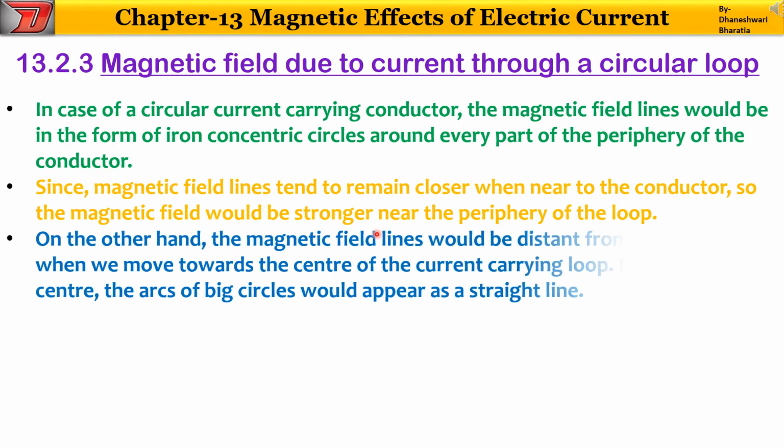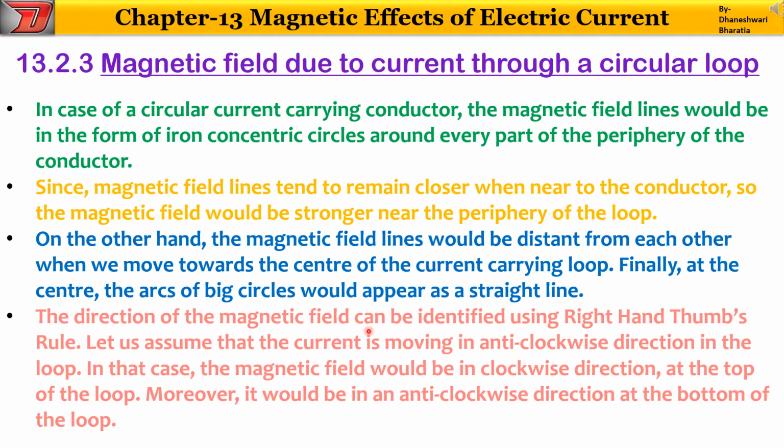Isn't it? On the other hand, the magnetic field lines would be distant from each other when we move towards the center of the current carrying loop. Finally, at the center, the arcs of big circles would appear as a straight line. Is this clear? वो straight line क्यों हो गई? Because there is no effect of current. Effect of current ही नहीं है, करंट ही नहीं जा रहा है, तो magnetic field कहाँ से produce होगी? अगर magnetic field produce ही नहीं है तो वो concentric circle में क्यों arrange करेंगे iron filings खुद को? Are you able to understand, beta?